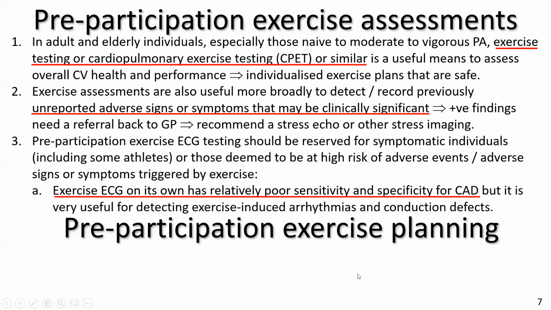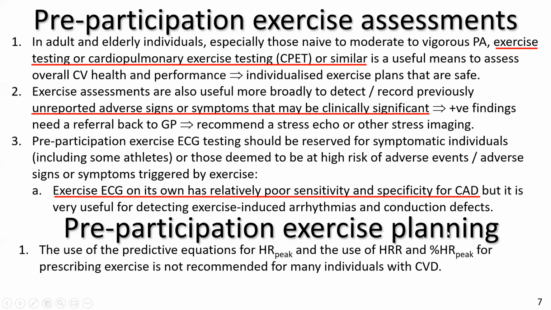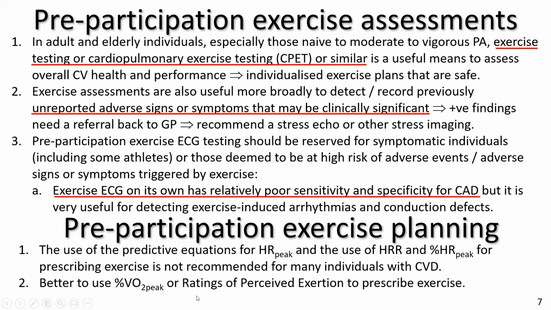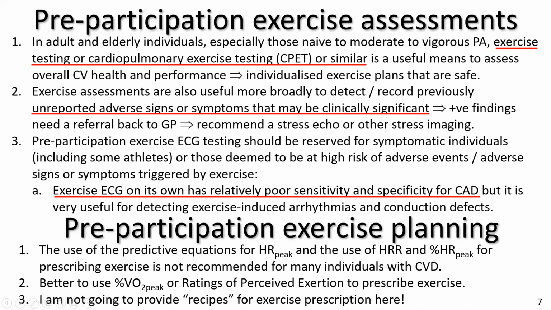Now, pre-participation exercise planning comes out of the assessments, but I'll just add a couple of points. The use of predictive equations for heart rate peak, and the use of heart rate range or percentage of heart rate peak for prescribing exercise, is not recommended for many individuals with cardiovascular disease. I'm sure you all understand the primary example of that is beta blockers. Better to use percent of VO2 peak or ratings of perceived exertion to prescribe exercise.